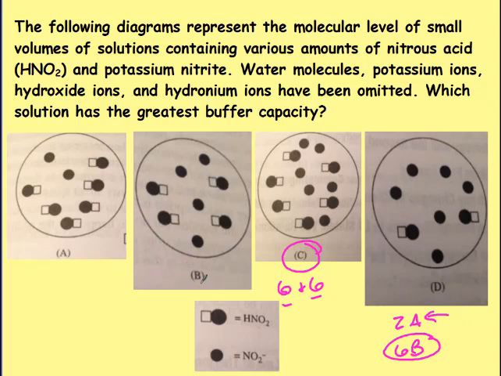B had 4 and 4, so it was a decent buffer since I had equal amounts, but not as good as C. And A, I had a lot of acid, but very little base. So again, I want roughly equal amounts, and the larger the concentration, the better the buffering capacity.